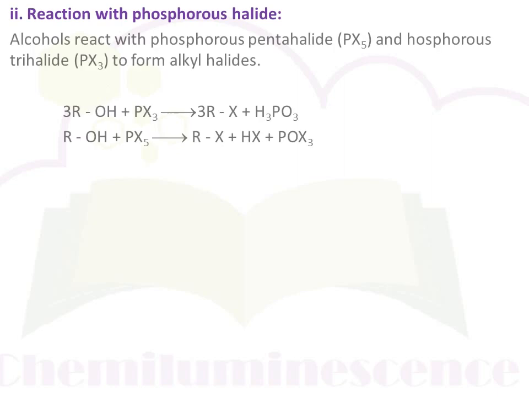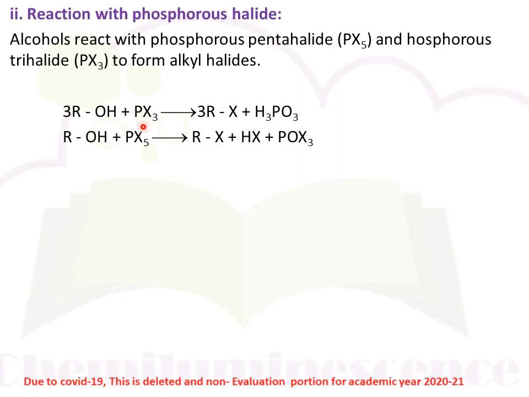Next is the reaction of alcohol with phosphorus halide. Alcohol on reaction with phosphorus trihalide forms alkyl halide and phosphorus acid, while alcohol on reaction with phosphorus pentahalide gives alkyl halide, hydrogen halide and phosphorus oxyhalide as products.